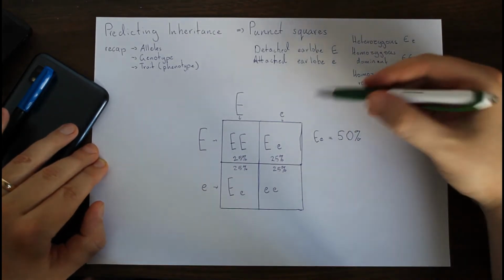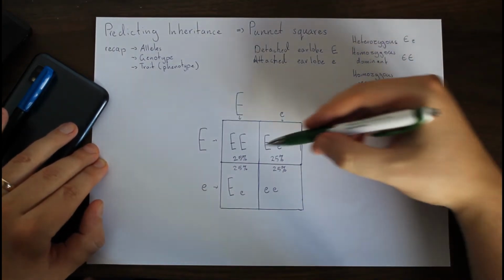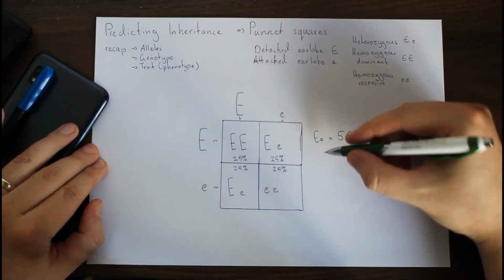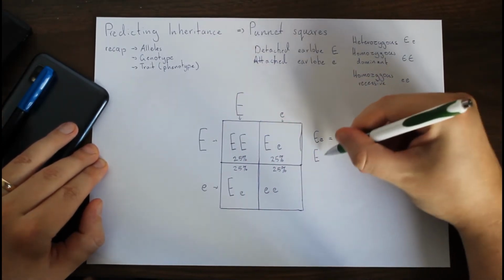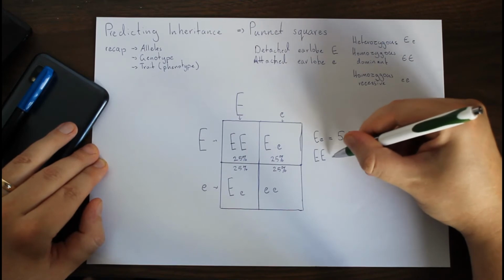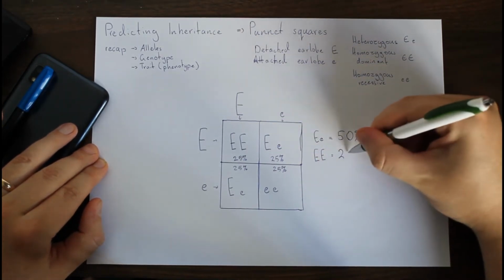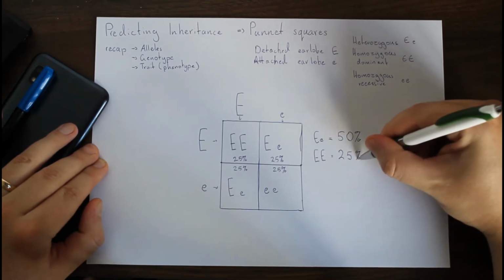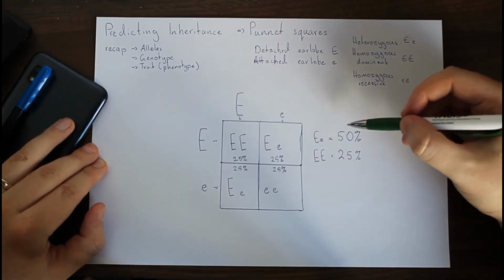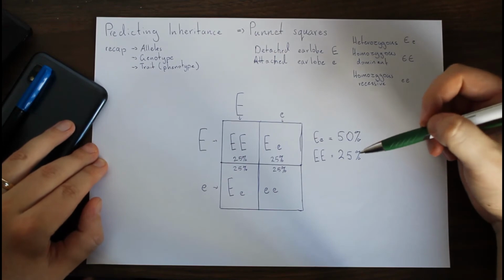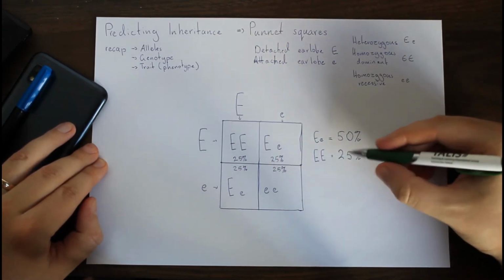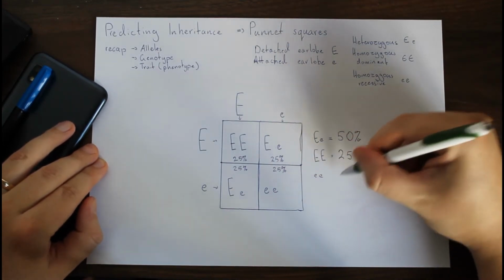Okay. Now I'm going to do my homozygous dominant. I'll come have a look. I've only got 1 box, so I can see that the chances of having an offspring with a homozygous dominant genotype is 25%. And last but not least, I'm looking for my homozygous recessive. I see that I have 1 box, so again, I'm only going to have 25%.